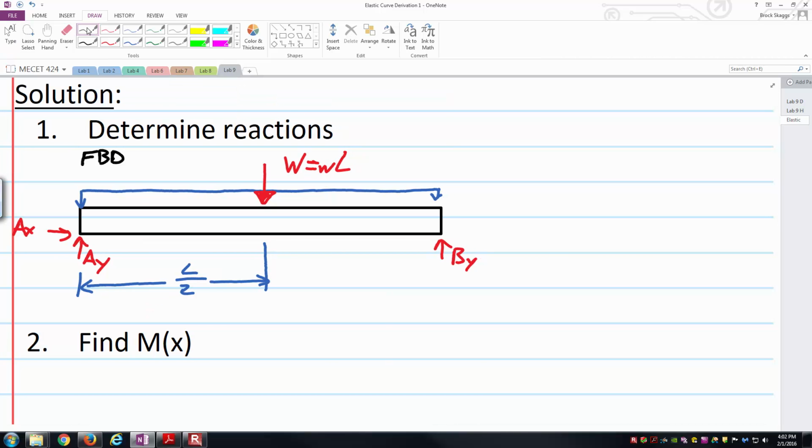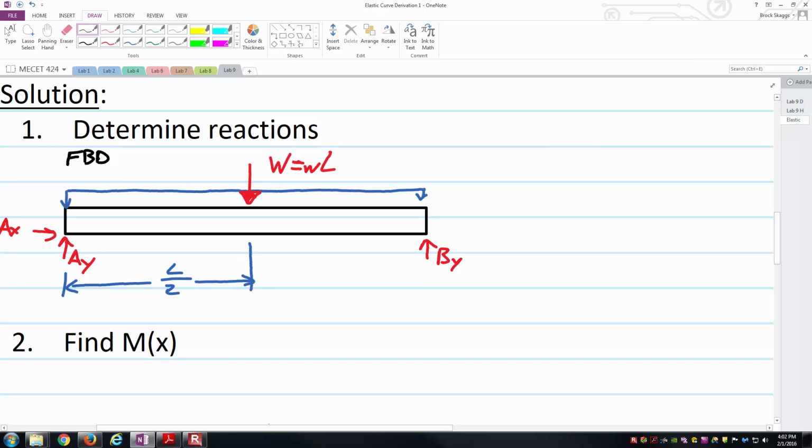Using this free body diagram, we can now solve for our three unknowns, A sub x, A sub y, and B sub y. I'll come over here to the right and start writing our equilibrium equations. First thing I'm going to say is sum of the forces in x. That's going to be A sub x, which has got to go to 0. And then I can do a moment equation. I'm going to pick about point A, and I should be able to solve for the reaction B sub y.